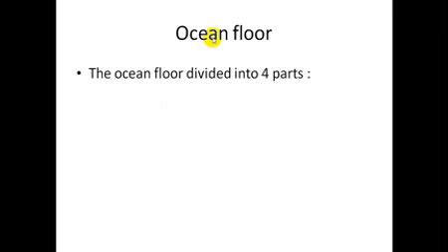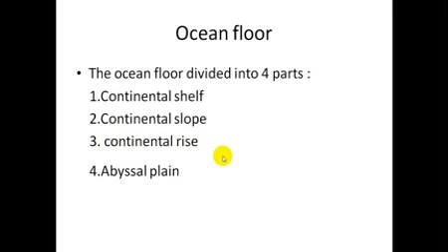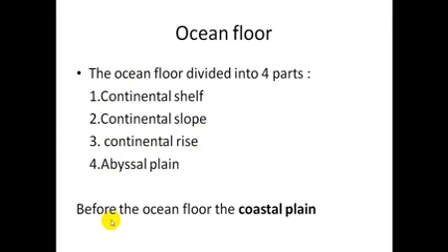So the ocean floor is divided into four main parts. The first part we call continental shelf. Second part, continental slope. Third, continental rise, and abyssal plain. So the four main parts of the ocean floor, we will speak about each one in detail, but before all of them, the part outside near the ocean, we call it coastal plain.